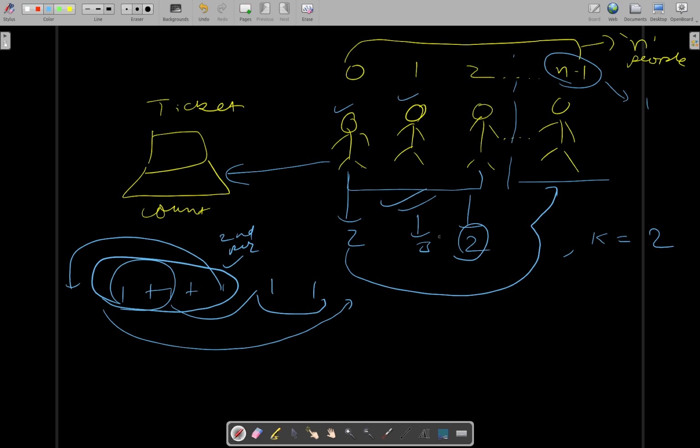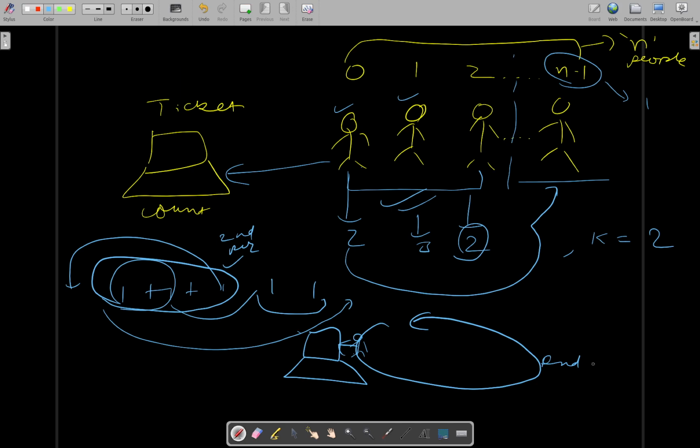So this whole circular thing will go on. So that thing is like this. This is the position of the ticket counter, and as soon as the person interacts with it, and he has more than 1 ticket to buy, he will again stand at the very end of the queue. Okay, so this is the end of the queue, you can say. So this whole circular thing is going on.